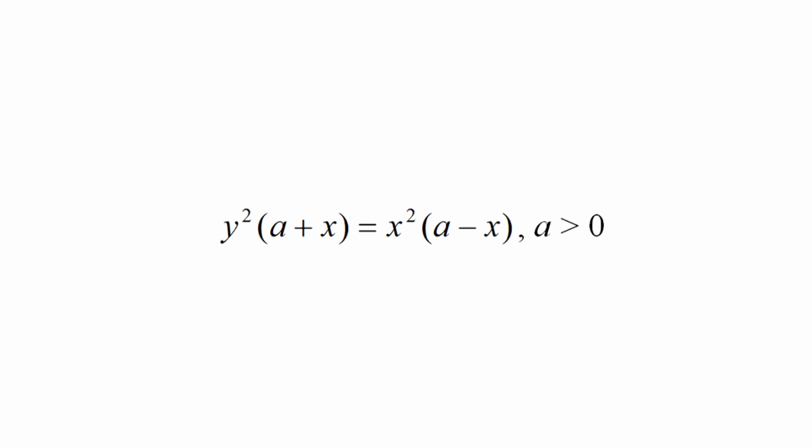As a final example, let us look at a curve which is not expressed in an explicit form y equal to f of x, instead may be given by an implicit function of the type f of x y is equal to 0. The procedure to sketch the curve may not be the same when the function representing the curve is in implicit form. For example, consider the curve given by the equation y square into a plus x is equal to x square into a minus x, where a is strictly positive.